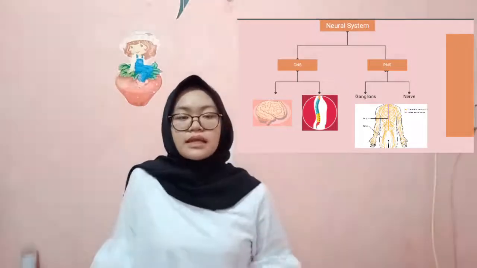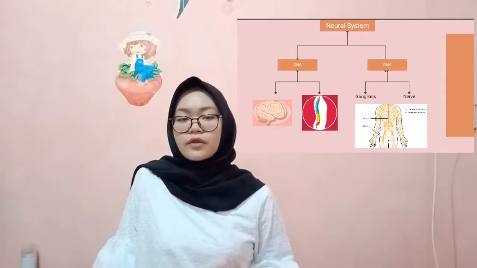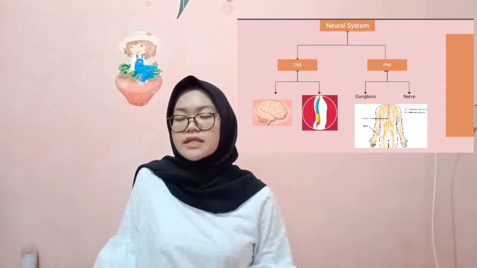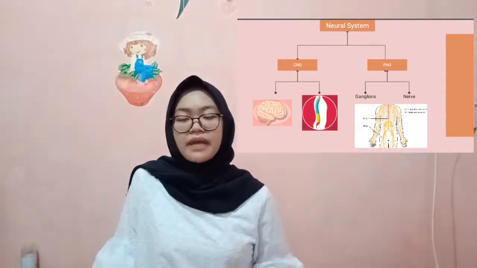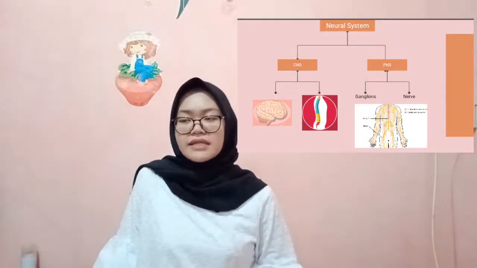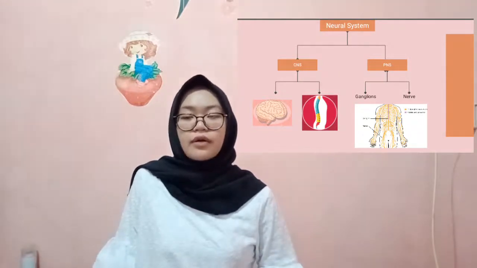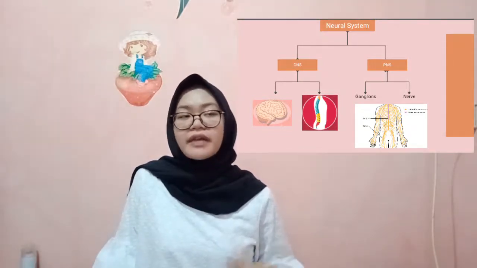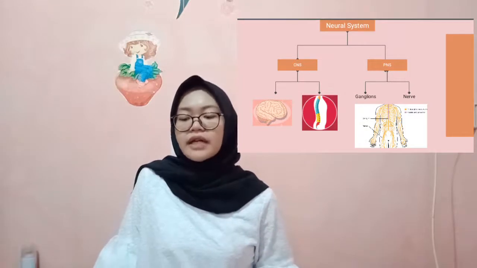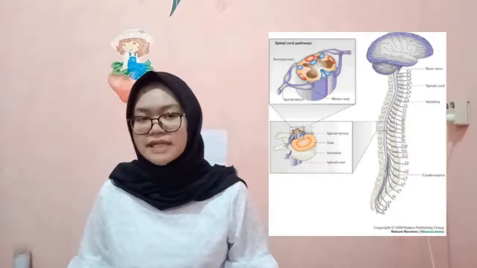The next lesson is the types of neural system in our body. In general, there are two types: CNS or central neural system, and PNS or peripheral neural system. The CNS includes the brain and also the spinal cord, while the PNS includes ganglions and nerves.